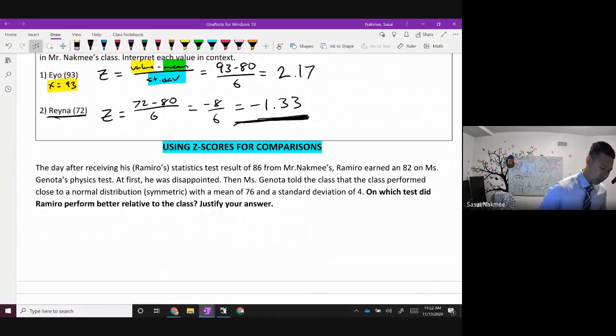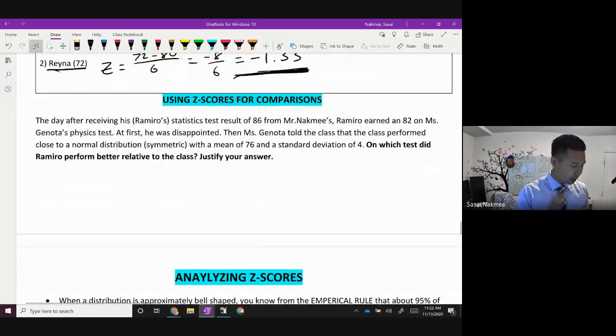Anyways, so let's take a look here. The day after receiving Romero's statistics score of an 86 from Mr. Nakami's class, Romero earned an 82 on Ms. Janota's physics test. At first, he was disappointed. Then Ms. Janota told the class performed close to a normal distribution with a mean of 76 and a standard deviation of 4.